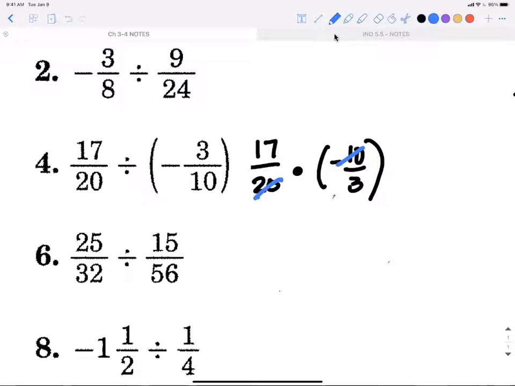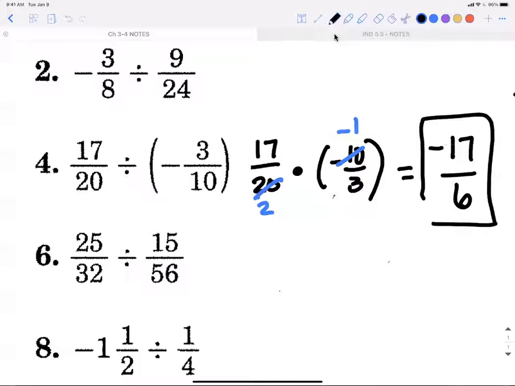Everything here is divisible by 10. So this becomes a -1 and this becomes a 2. Can't cross reduce the other way because 17 and 3 don't have anything in common. So 17 times -1 is -17. 2 times 3 is 6. And again, if you had forgotten to put the negative up there with the 1, and you got 17 times 1 is 17, taking that last second look back to say a positive times a negative, my answer has to be a negative, it'll help save you.